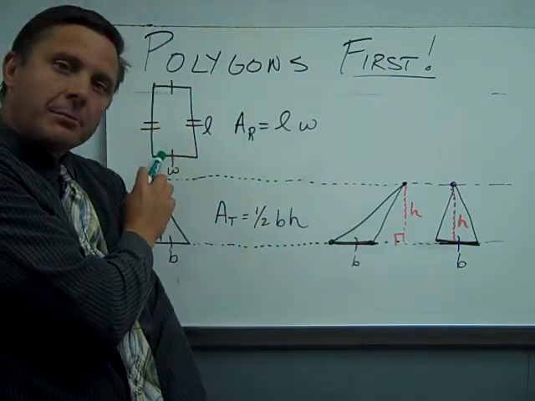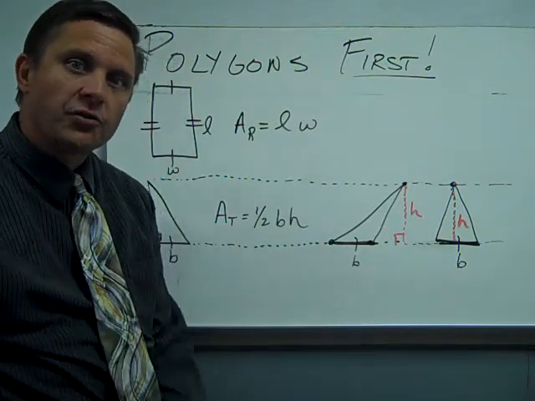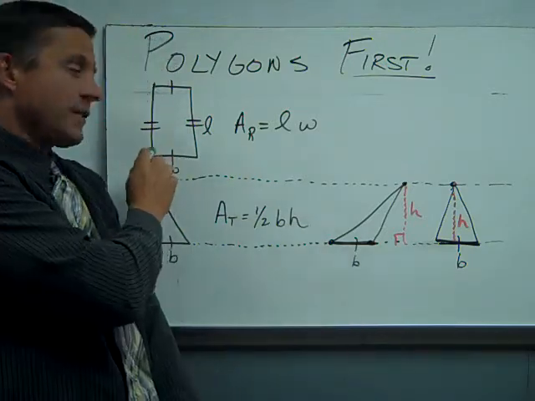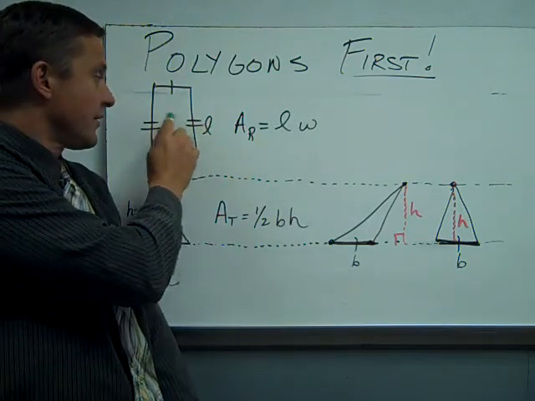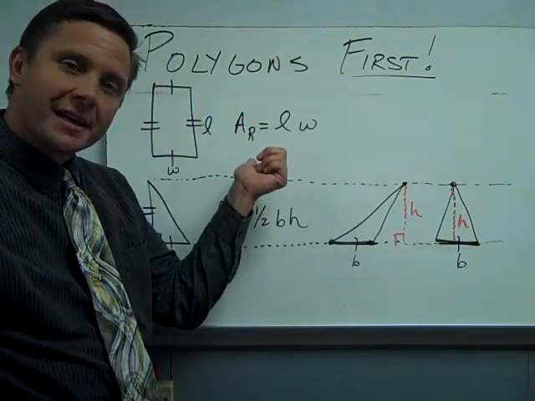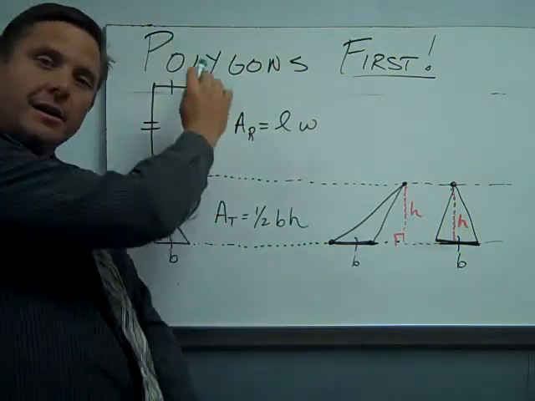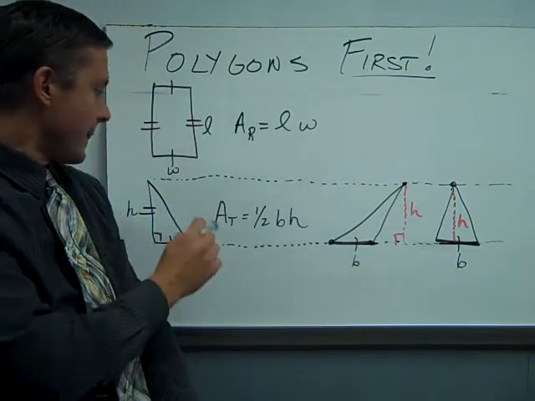Our favorite polygon probably is a rectangle. A square is a type of rectangle too. Remember, a square is just equal sides. A rectangle has 90-degree angles, and each pair of opposite sides is parallel and the same length. And the area of a rectangle is simply the length times the width. And that will give you the number of square units.